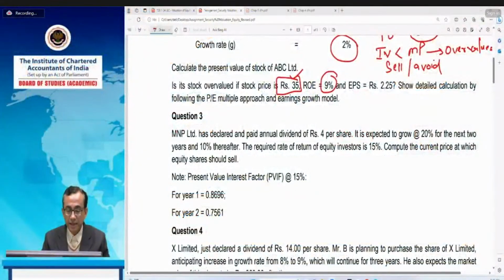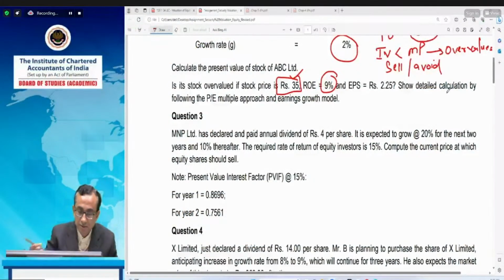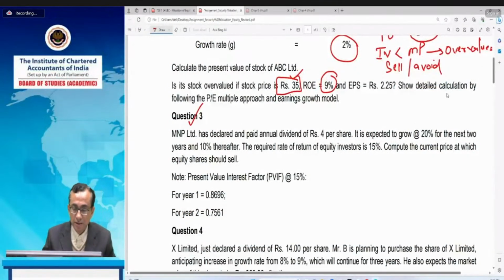Yes, welcome back. Now come to question number 3 of your assignment. Just read this question carefully and then we will proceed. MNP Limited has declared and paid an annual dividend of 4 per share. It is expected to grow at the rate of 20% for the next 2 years and 10% thereafter.